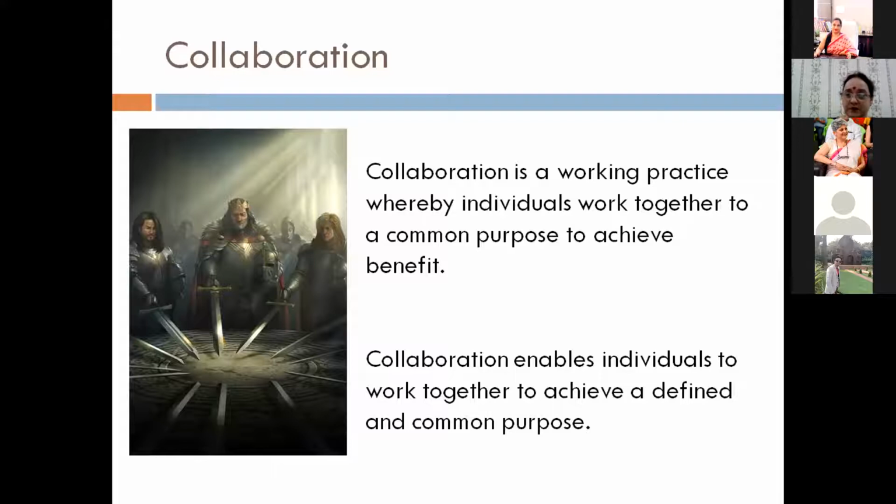That was it. But now we see the attitude and the aptitude of a person, the way he or she conducts himself or herself in an interview, what kind of skills he or she possesses. So it's all about skills these days. The more skills you master, the more successful you become in your life or in your profession. So collaboration enables individuals to work together to achieve a defined and common purpose.